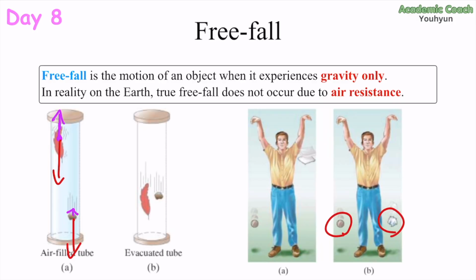So in AP Physics 1, we are going to assume that there is no air resistance in most cases, unless it states in the problem that there is. And we are going to assume that any type of motion that an object experiences in air is free fall.